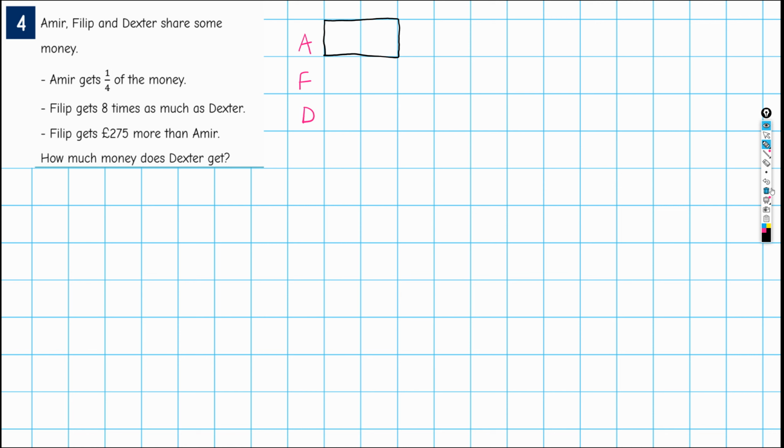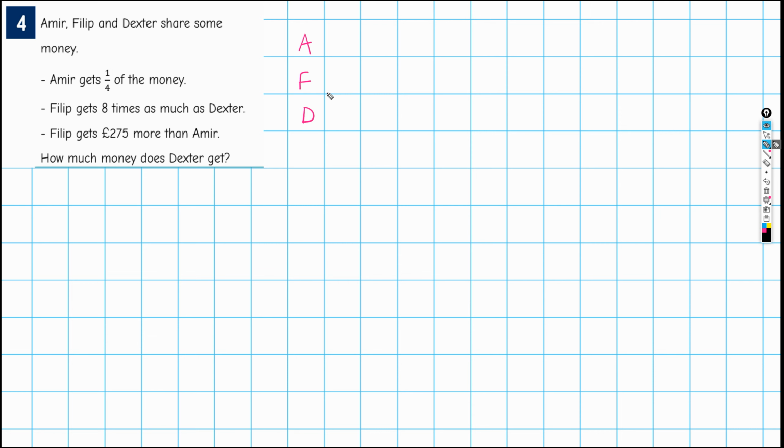And I often find that it's easier to start with the person who has the least, who's got the amount that other people have multiples of. I think that's often really helpful. So let's do that. Philip gets 8 times as much as Dexter.